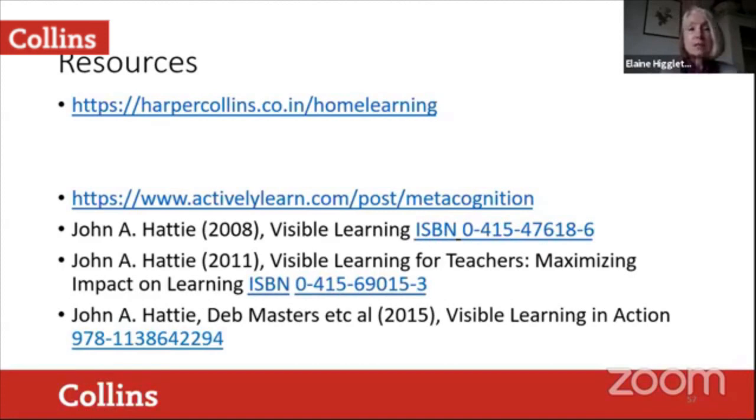And just some resources. HarperCollins.co.uk Home Learning has worksheets to help you start using dictionaries in the classroom and getting children to use dictionaries in their own learning. So there's lots of worksheets there. This is a blog post where you'll find quite a lot of guidance on metacognition and activities and things you can do. And then the John Hattie resources. And of course, part one, where we looked at reading to infer and vocabulary skills, is available on Facebook.